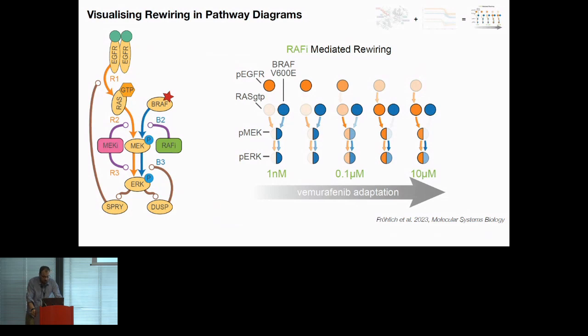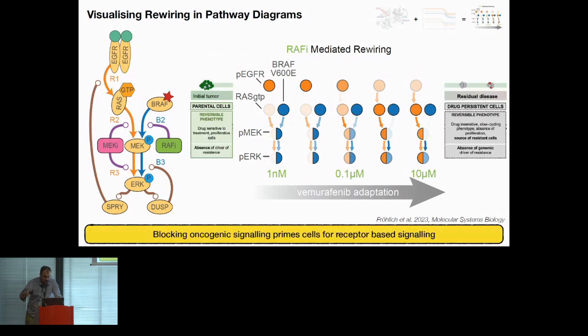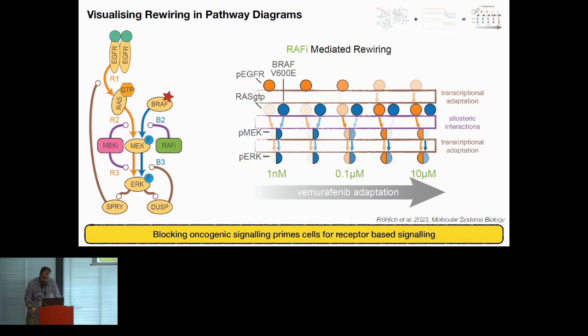Now, overall, what this picture should show you is that we see a smooth transition from primary oncogenic signaling in these parental cell states to primary receptor-based signaling in drug persister cells. And what should be clear is that for all of these RAF inhibitor concentrations, you see an activation of the receptor. So it's not about activating the receptor, but relieving the negative feedback. And going a little bit more into detail here, what we effectively identify is two separate mechanisms that I'll explain to you a little bit more in detail over the next two slides.